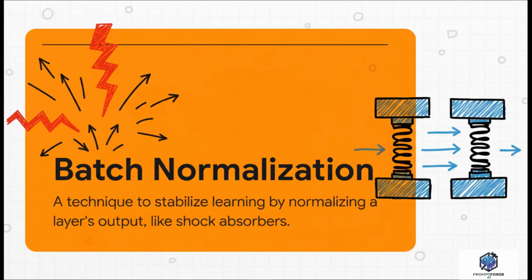As the network learns, the numbers flowing between layers can go absolutely wild, making it super unstable. Batch norm is like a regulator that steps in after every layer and just calms things down, rescaling the numbers to a sensible range. Think of it like putting shock absorbers between each part of our assembly.